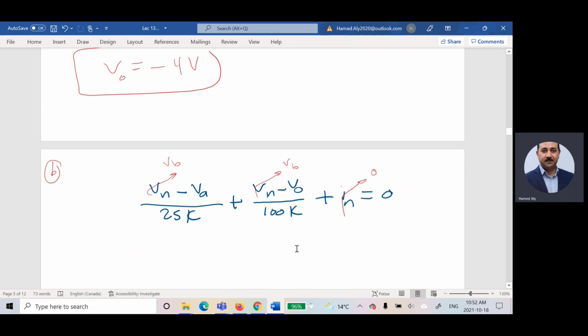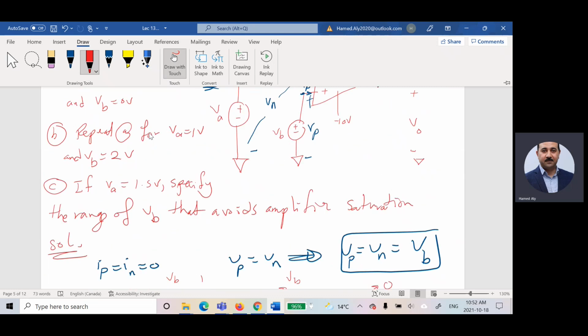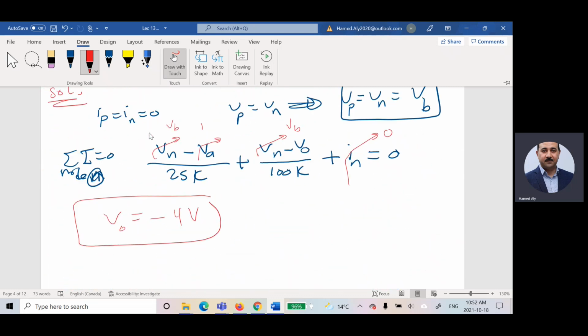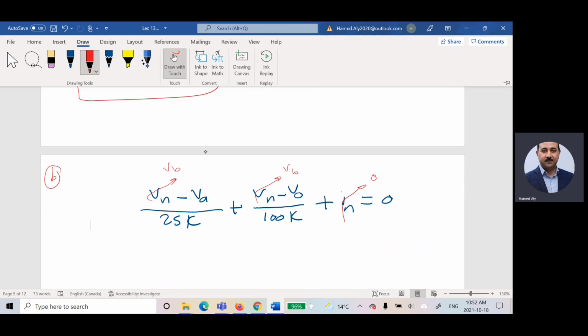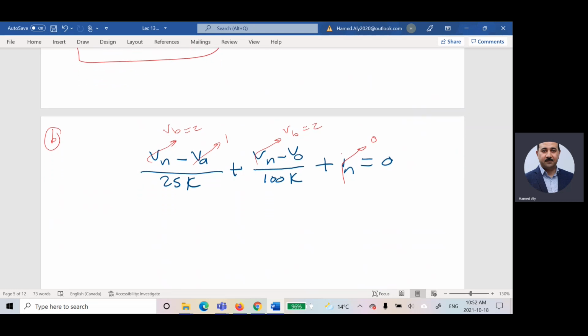Now, VB is equal to 2 and VA is equal to 1. So VB is 2, this guy is 2, and VA is equal to 1. Then I will substitute in that equation, and I will be able to calculate VO because it's only one equation in one unknown. So I can solve this problem for calculating VO. If you try to calculate it, I believe VO for part B will be equal to 6 volts.